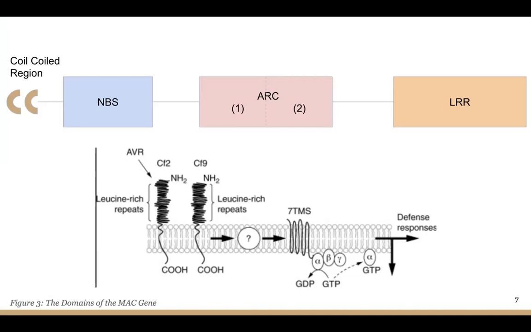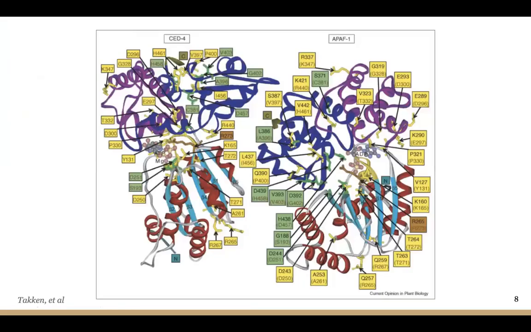The MAC gene is an R gene, or a resistance gene, that encodes a protein that localizes to the membrane. The figure represents how the protein interacts with G protein coupled receptors, or GPCRs, to elicit the hypersensitive response in plants. Here we have two ribbon models of proteins that are similar to the MAC gene and that share some of the same domains.